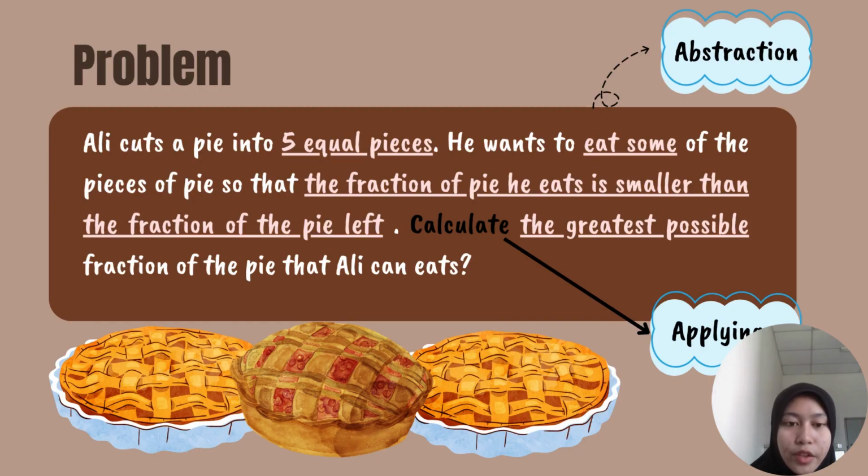For the first step, we need to read it carefully, and then we need to underline the facts. I underline the 5 equal pieces, and the fraction of pie he eats is smaller than the fraction of the pie left. And then the greatest possible fraction that we need to calculate. We know that calculate is applying, so in Bloom taxonomy, it is in applying. Then, as you can see here, the concept of computational thinking that is involved is abstraction.